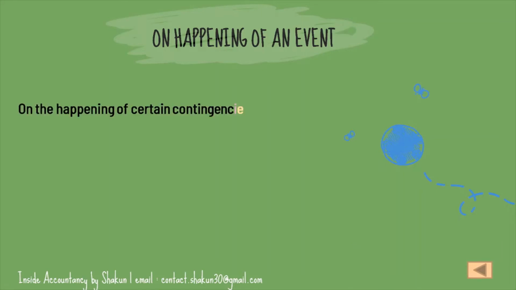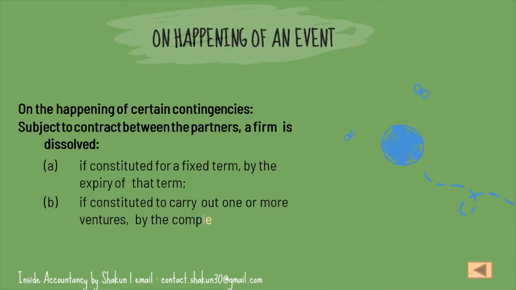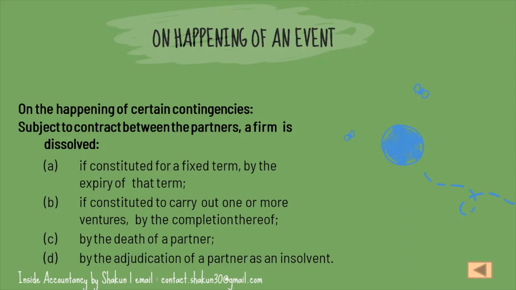A firm may be dissolved on the happening of certain events if the partnership deed so provides. Now, what are these events? If constituted for a fixed term, then by the expiry of that term. So if the partnership is for a fixed period of time and that period of time has expired, then it will lead to the dissolution of partnership.